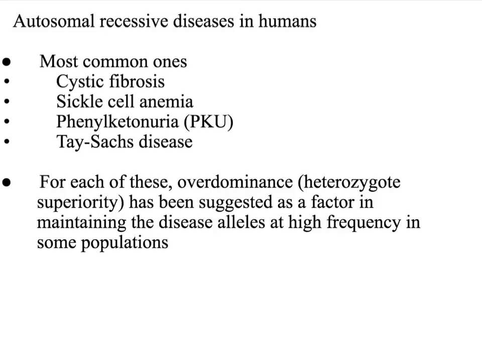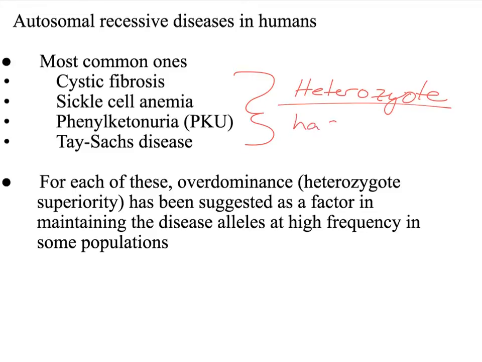So these are some common autosomal recessive diseases, and it's important to remember that autosomal recessive diseases generally are rare. And the question is, why are these autosomal recessive diseases in humans so common? It's because the heterozygote gives the individual an advantage for survival. Specifically, this advantage comes in with malaria.